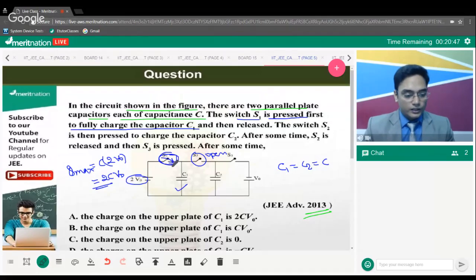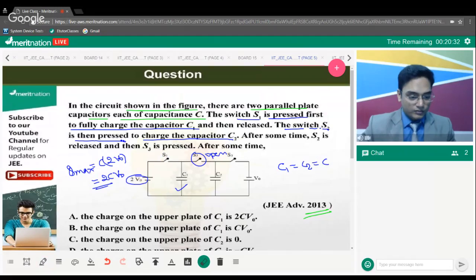Now we are opening S1 and closing S2. The switch S2 is then pressed to charge the capacitor C2. So what will happen? Now this is open and we are closing switch S2, and its charge is plus 2CV0 on one plate and minus 2CV0 on the other.